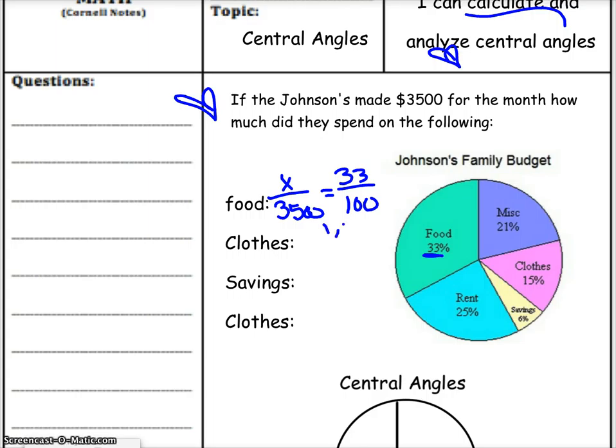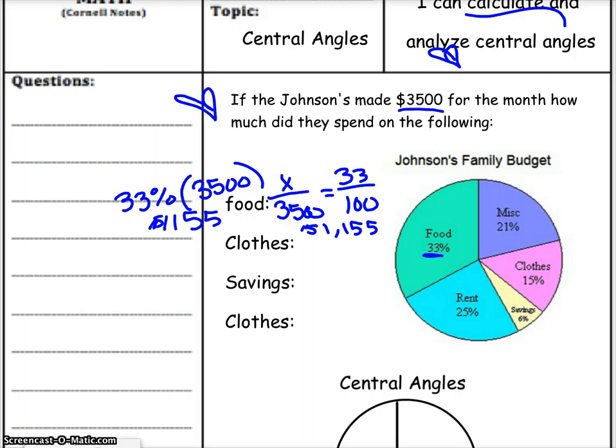So $1,155 on food. Now that's the 7th grade standard of creating proportional relationships. Quick way to do it that most adults use, you just go percent times amount. So 33% times the total amount of money they make, 3,500. Much quicker. So 33%, or 0.33, times 3,500 is 1,155. Use whichever strategy you want.